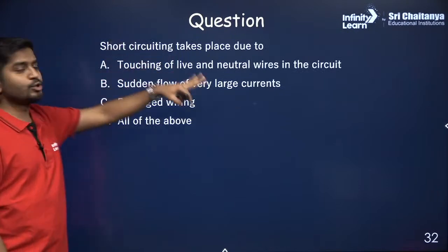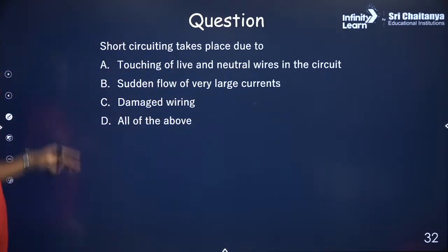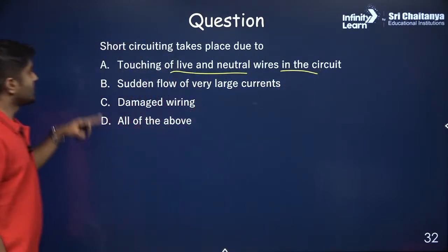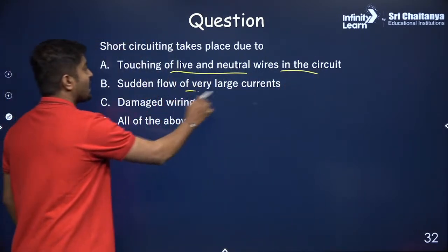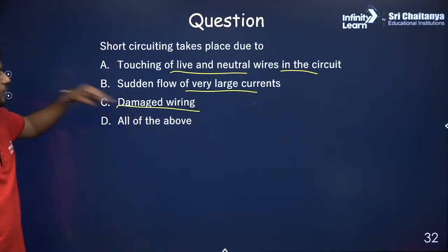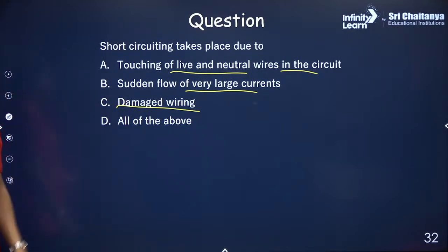Short circuit takes place due to which of the following? Touching the live and the neutral wire in the circuit, sudden flow of a very large amount of current, damaged wiring, or all of the above. Very fast.